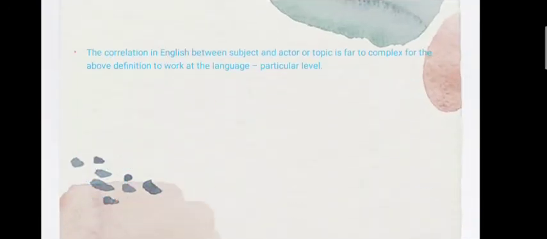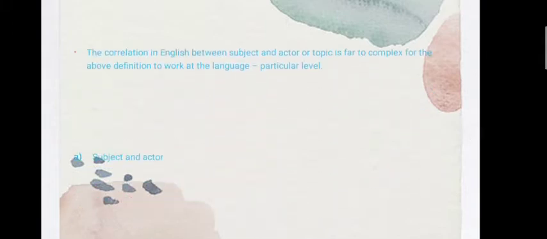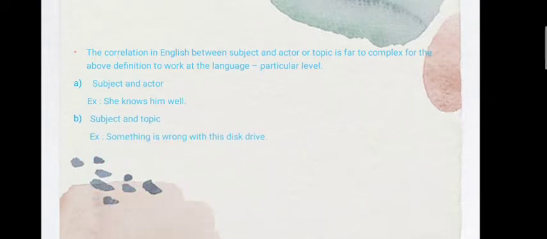The correlation in English between subject and actor or topic is far too complex for the above definition to work at the language-particular level. A. Subject and actor. For example, she knows him well. B. Subject and topic. For example, something is wrong with this disk drive.